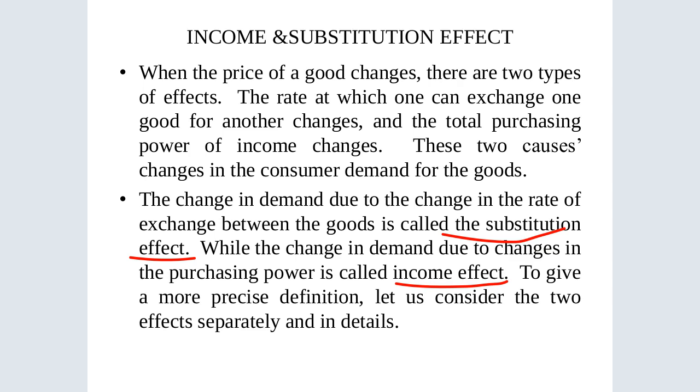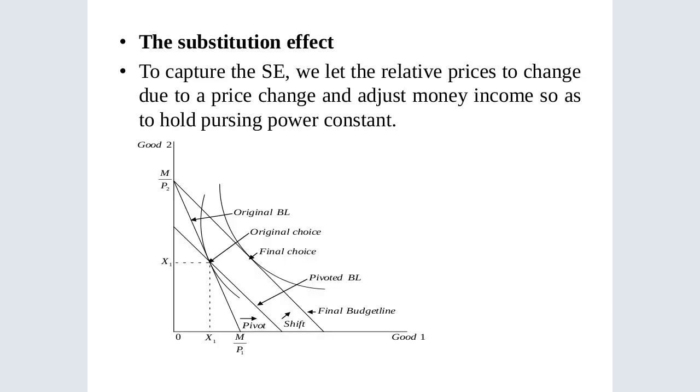The substitution effect occurs as a result of the change in the rate of exchange between the two goods. So if the rate at which we exchange one good for the other changes, then we have a substitution effect. And when the purchasing power changes, then we have an income effect. So we can consider each separately. We can discuss the substitution effect, then we can also talk about the income effect.